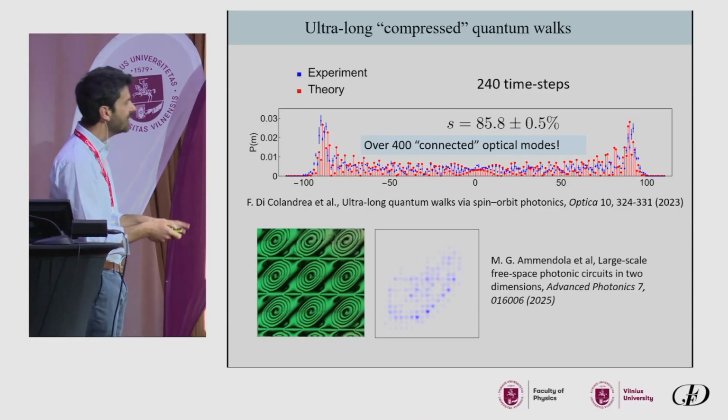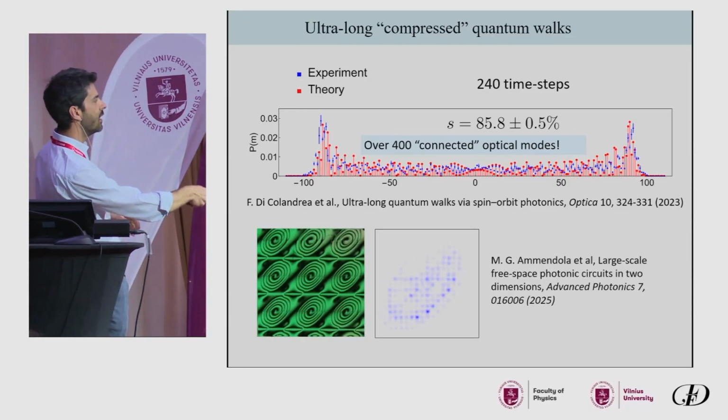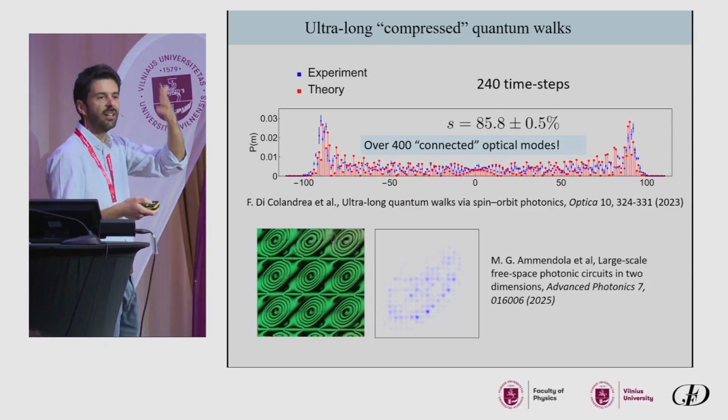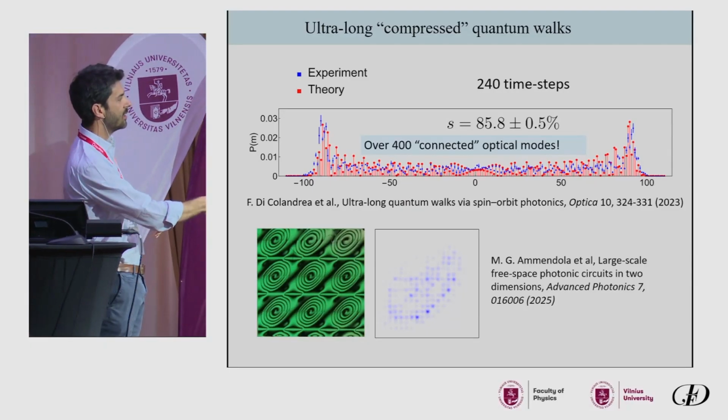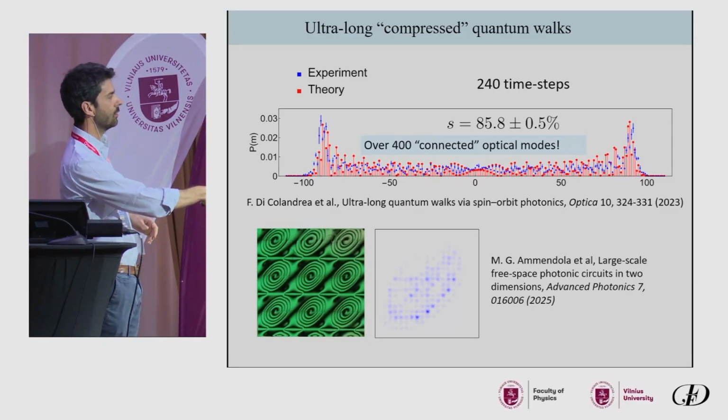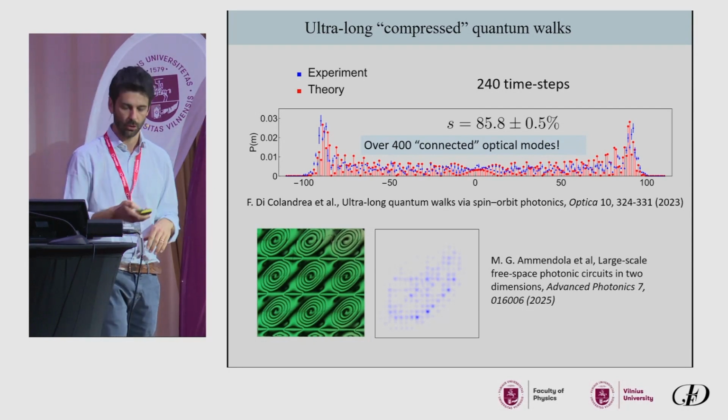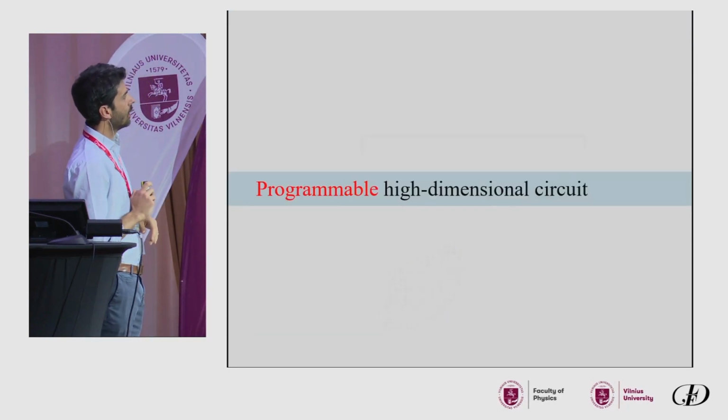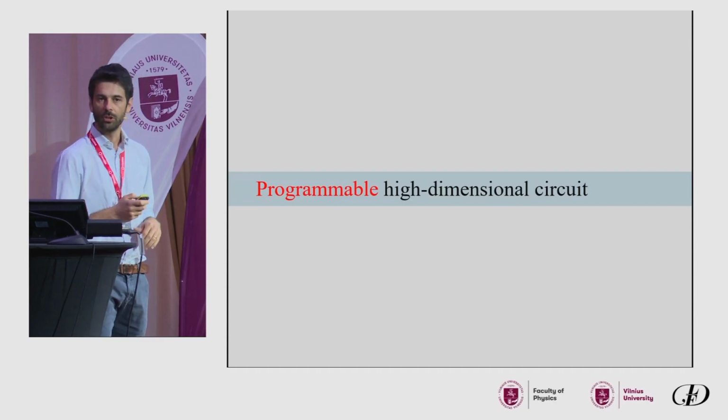I cannot go into the details, but this is the pattern you have in an instance of these plates. And this is an experimental image, so the distribution of spots you have in the focal plane. Now let me go to the final part, which is the programmable part.